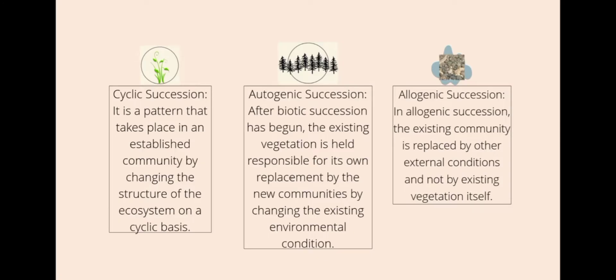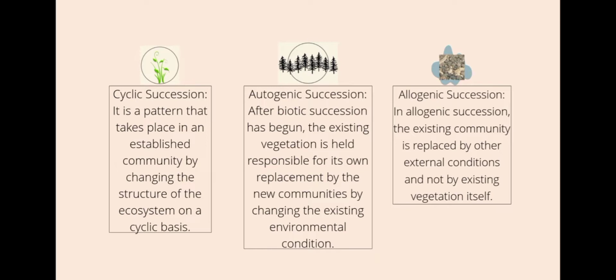Next, we have the cyclic succession. It is a pattern that takes place in an established community by changing the structure of the ecosystem on a cyclic basis. In the absence of large-scale disturbance, cyclic succession is a pattern of vegetation change in which a small number of species tend to replace each other over time.